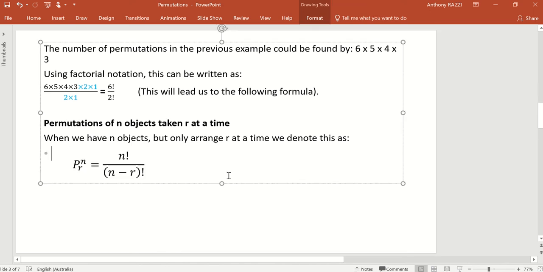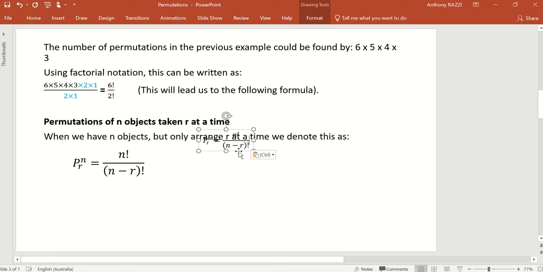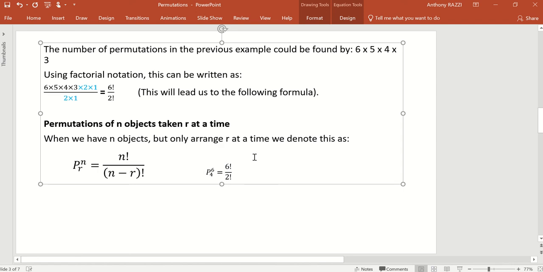So in our context just before, where did that paste? Let's paste it over here. So there were n different sprinters, so there were 6 different sprinters, and we only wanted to pick 4 of them. And it would have been 6 factorial divided by, now n was the number of sprinters, which was 6, and 6 take 4, what's 6 take 4? It's 2. So it would have been 6 factorial divided by 2 factorial. And that's going to give us, if you had 6 sprinters, and you only wanted to take 4 of them at a time. So that's the permutations formula.